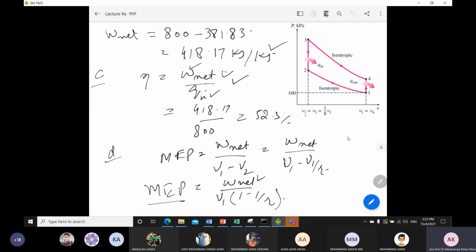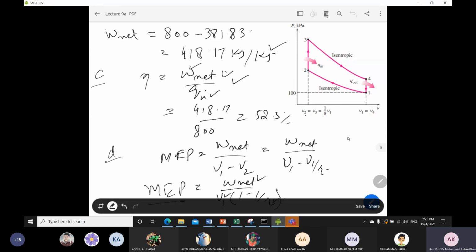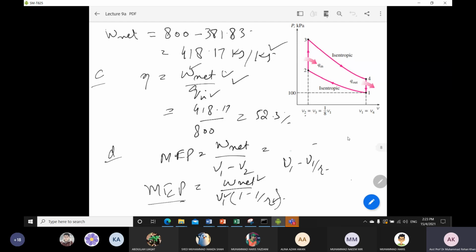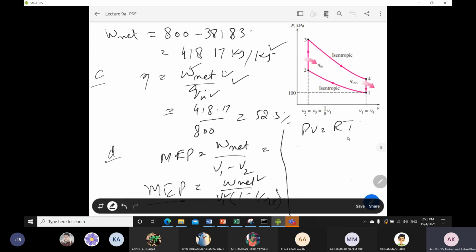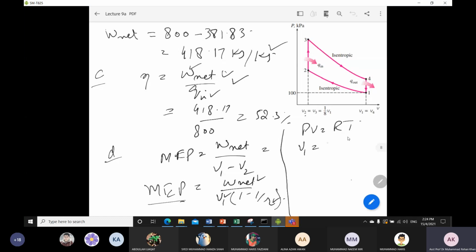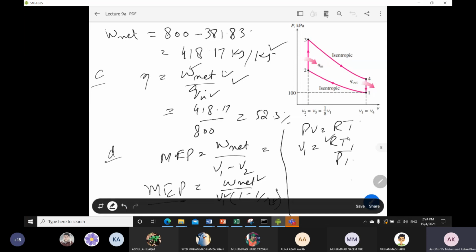So here W net is known to you, R is mentioned in your question. So this specific volume at 1 you have to find out, because it is not equal to the relative specific volume. So you have to calculate it by using the relation which we talked about. Okay, so you already know that relation, which is PV is equal to RT. Okay, so this is valid for all gases, and then it will be, you can say, specific volume v1 equal to RT1 over P1. So R is your constant, which is mentioned in your table A2.